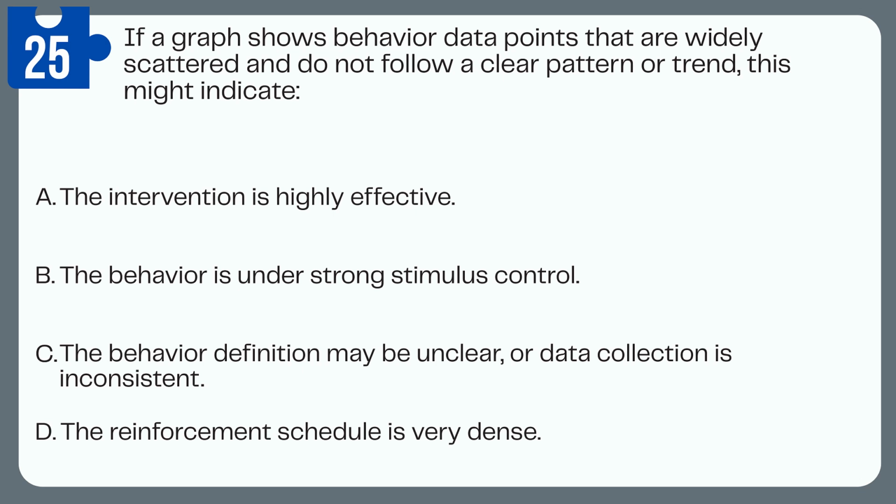Question 25. If a graph shows behavior data points that are widely scattered and do not follow a clear pattern or trend, this might indicate A. The intervention is highly effective. B. The behavior is under strong stimulus control. C. The behavior definition may be unclear or data collection is inconsistent. D. The reinforcement schedule is very dense.